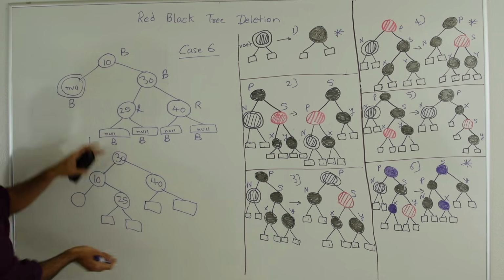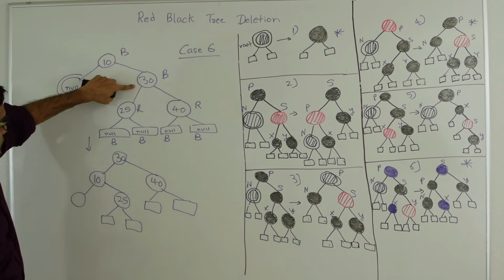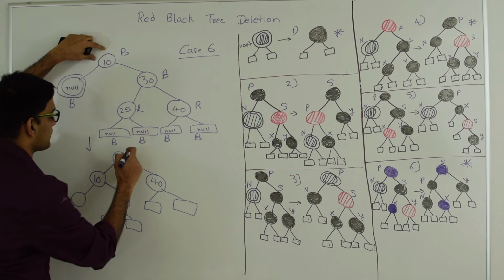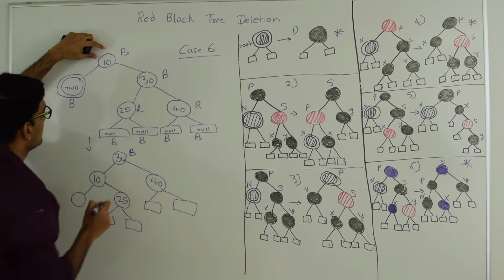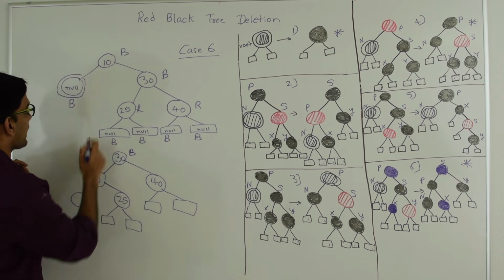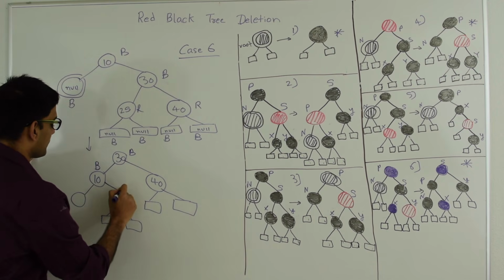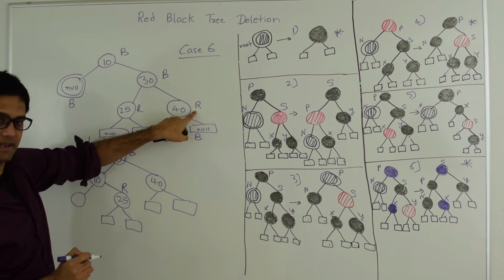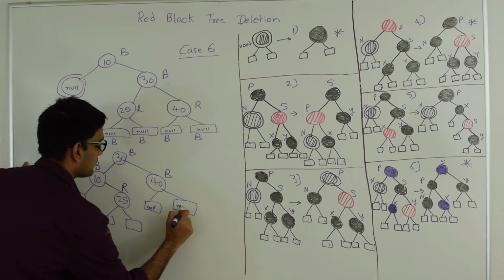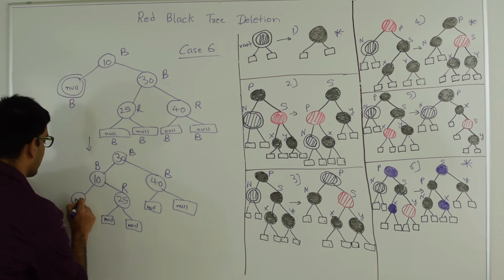So after you do this rotation, you also need to do some recoloring. So 30 takes the color of whatever the color of 10 was, which is black. So this becomes black. 10, whatever its color is, doesn't matter, 10 will become black. So this becomes black. 25's color stays same. And 40, which was red in color, will now become black. And these are all null leaf nodes whose colors are black.